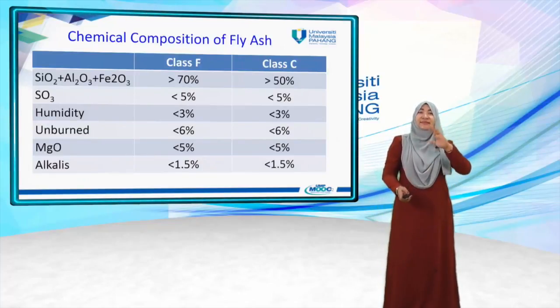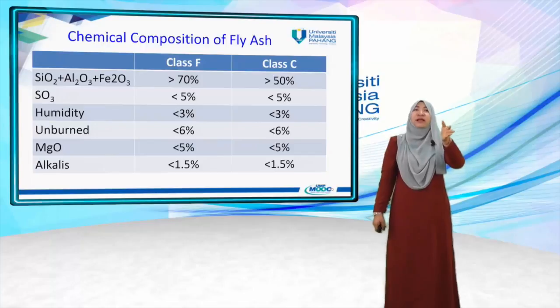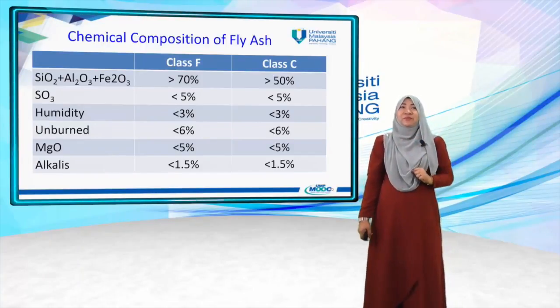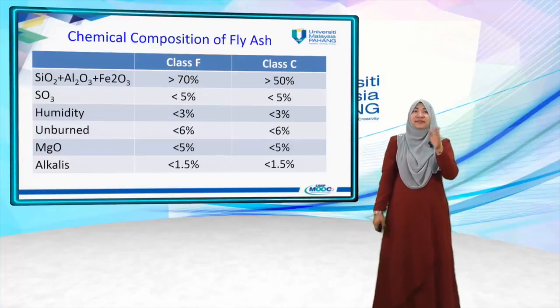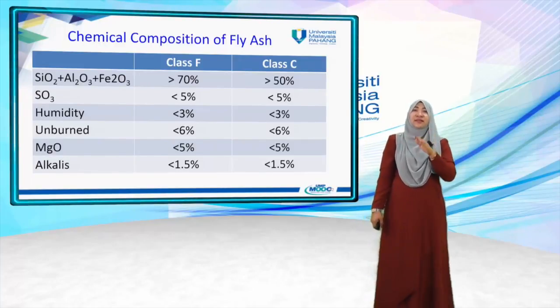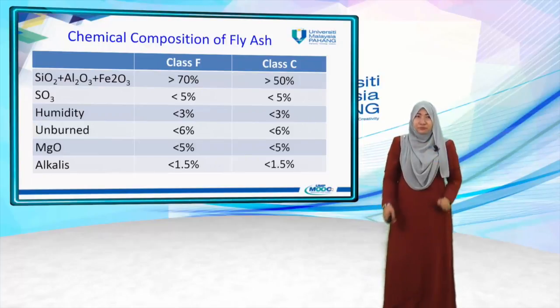So which one is good to be combined with the cement? Is it Class F or Class C? So you can see from the testing analysis, the chemical composition contained in Class F is more than 70%, and then Class C is more than 50%.